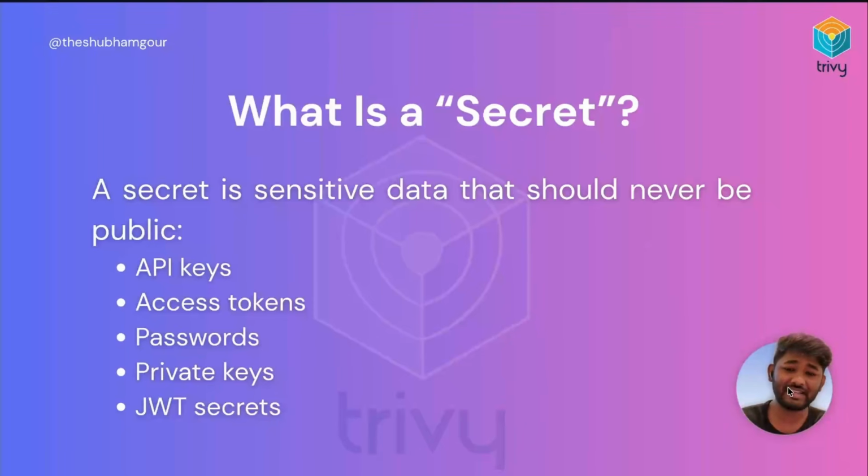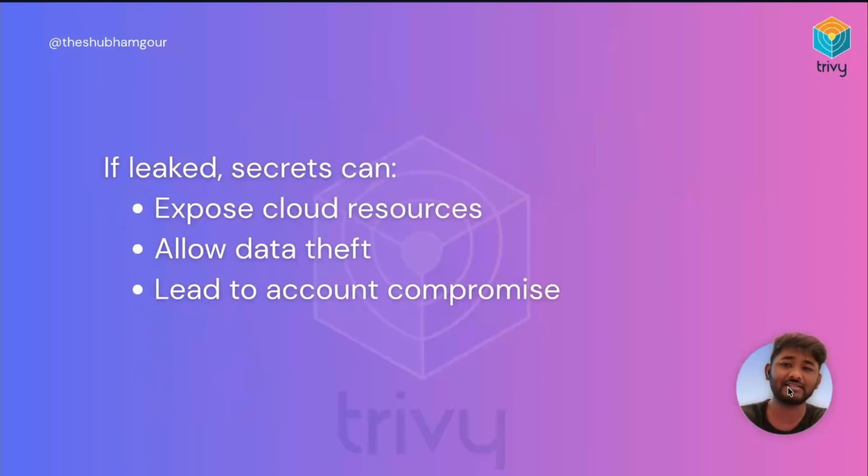When it comes to the cloud and IT, a secret is sensitive data that should never be shared in public. Now, what sort of things can be considered a secret? It can be your API key, your access token, your password, your private key, or your JSON web token. It can be anything that requires authentication, where we are writing something like a password. That will be considered a secret.